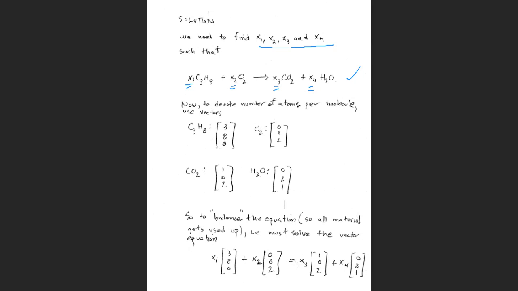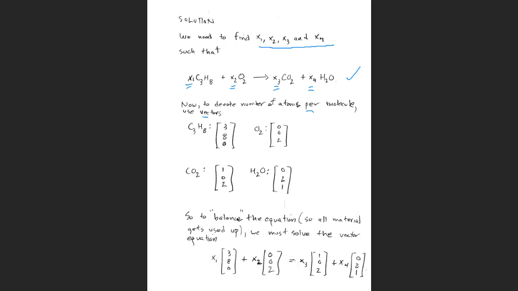So let's denote the number of atoms per molecule using vectors. Mikhail sounds like he's had a lot of chemistry. And this might be a reaction that's easier to balance than others, but certainly let's use our knowledge of linear algebra to help us here.